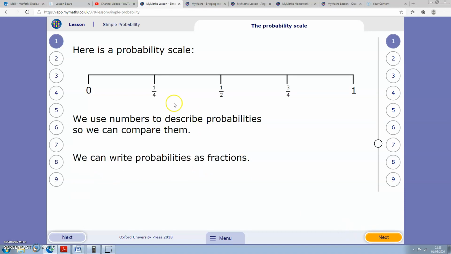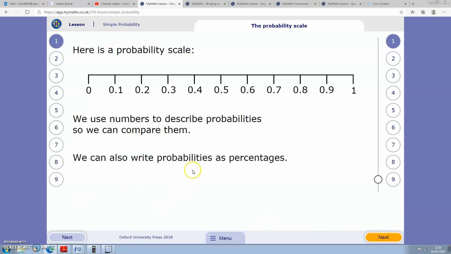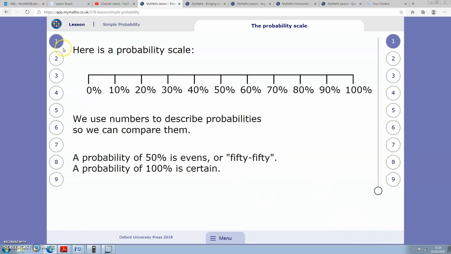We can put fractions in, so we've got a quarter, a half, 3/4. We could put decimals, so again 0.1, 0.2, 0.3 and so on. And you can see it says 0.1 very unlikely, 0.8 is quite likely. You can also write them as percentages, so thinking about splitting this into percentages, you've got 10%, 20, 30, 40, 50 and so on. So 3 things you can write them in: decimals, fractions or percentage.